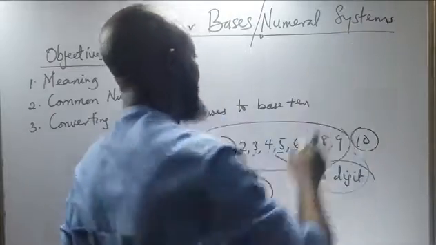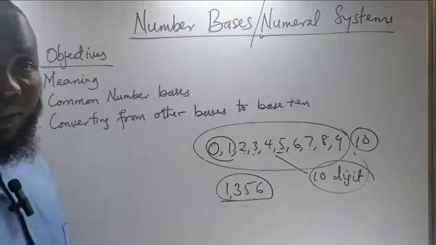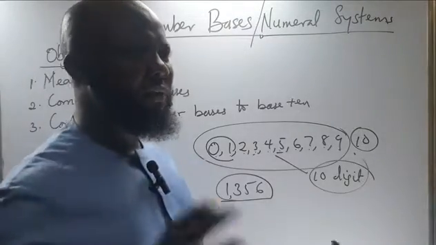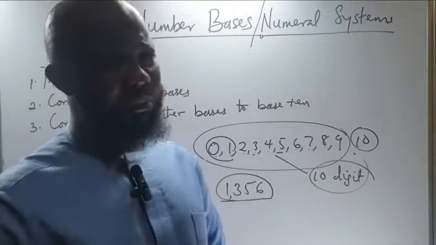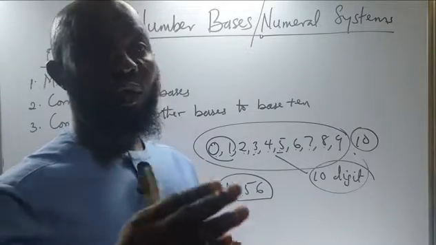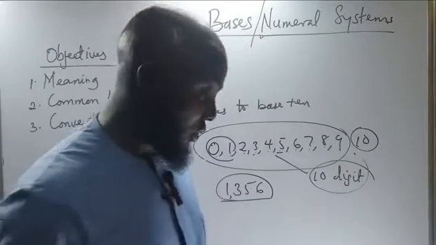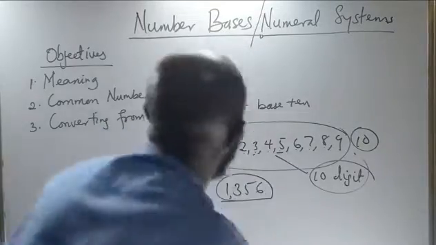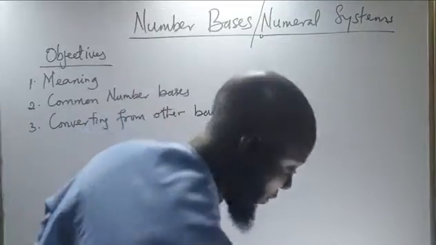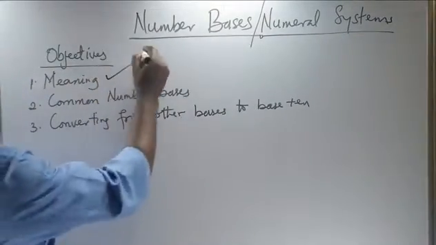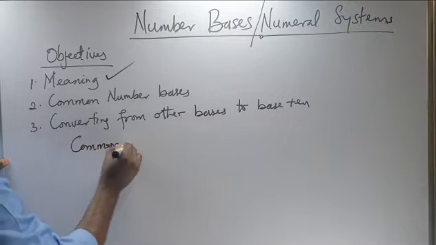Numeral systems. Good. Then we move to common number bases. We have different kinds of number bases. We have base 2, base 3, base 4, up to base 10, 11, 12. But there are common ones that we have. So I've talked about the meaning. Then the next one is common number bases.